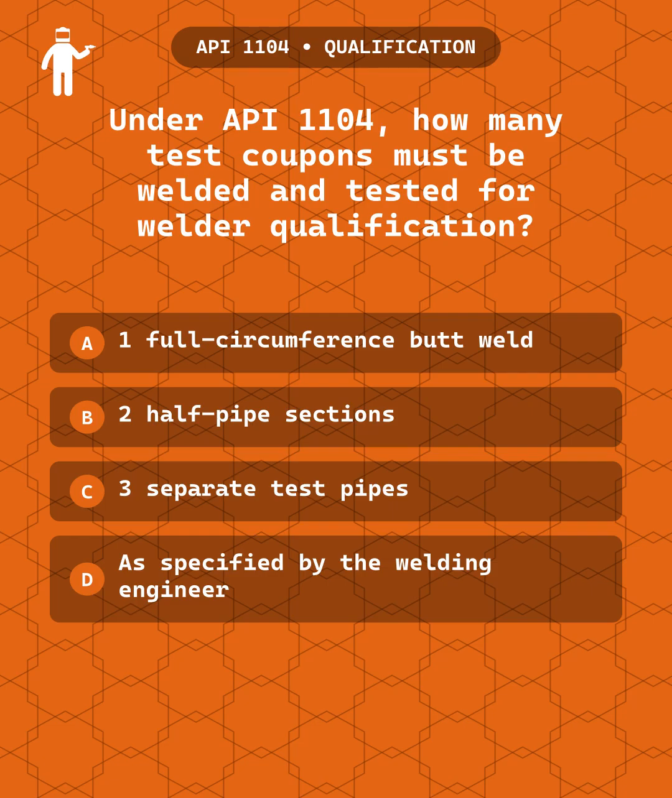Question 10. Under API 1104, how many test coupons must be welded and tested for welder qualification? Is it A, 1 full circumference butt weld, B, 2 half-pipe sections, C, 3 separate test pipes, or D, as specified by the welding engineer?